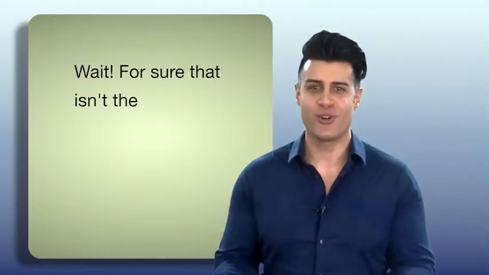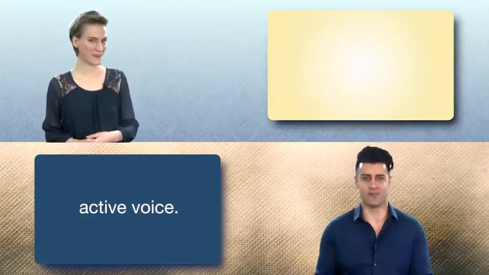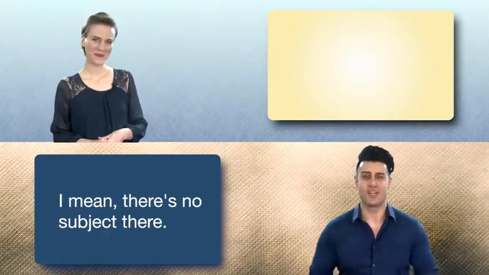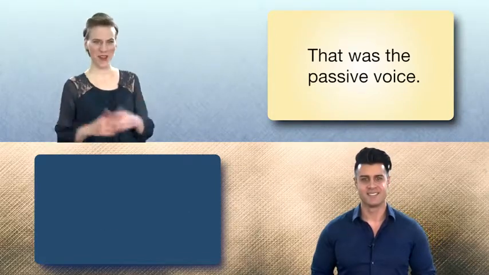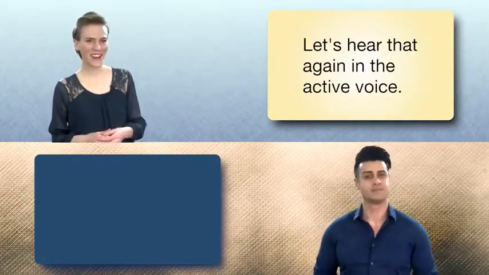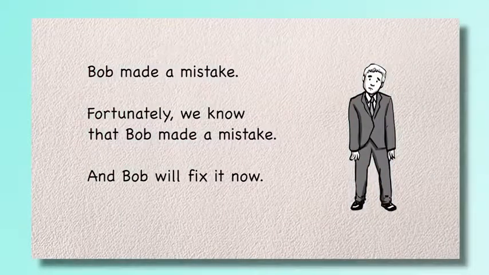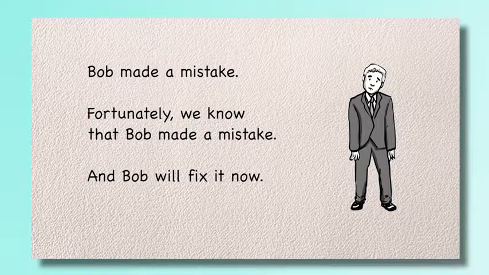Wait, for sure, that isn't the active voice. I mean, there's no subject there. Who made the mistake? That was the passive voice. Let's hear that again in the active voice. Bob made a mistake. Fortunately, we know that Bob made a mistake, and Bob will fix it now.